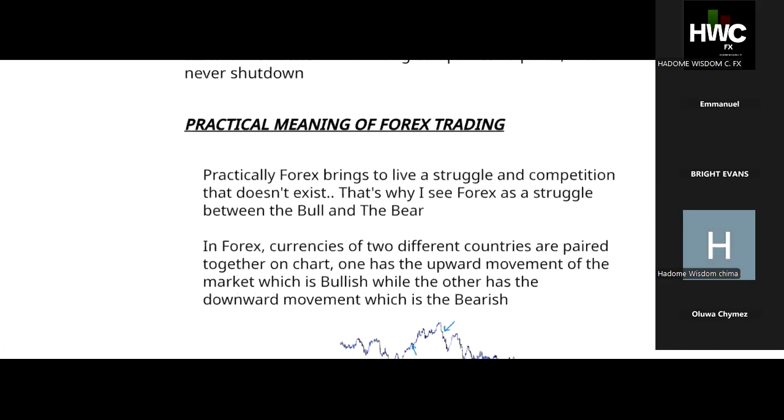Okay. Then now let's go to the practical meaning of forex trading. Practically, forex brings to life a struggle and competition that does not exist. That's why I see forex as a struggle between the bull and the bear marketers. The bullish is when the market is going upward, while bearish is when the market is coming down. Bears are for sellers, bulls are for buyers. Okay, I won't go deep into it.